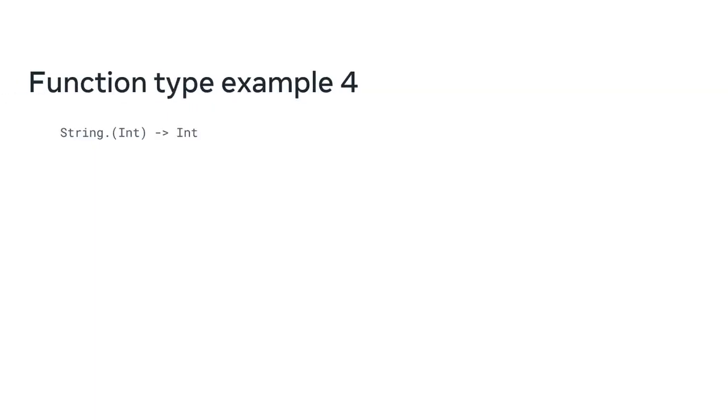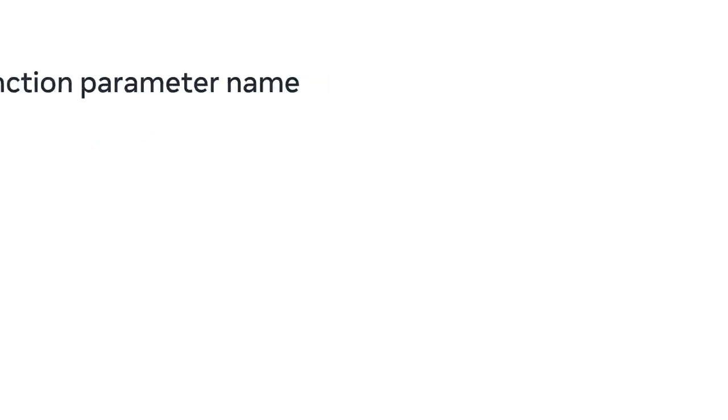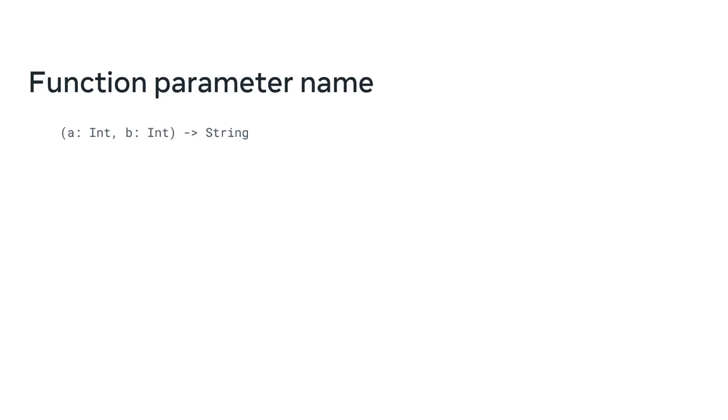Function types can also have a receiver type, which restricts the type of objects that can invoke it. In the fourth example, the function type is restricted to being invoked only by objects of type String. Function types can also optionally contain names for function parameters. Now, let's discover how to instantiate a function type.